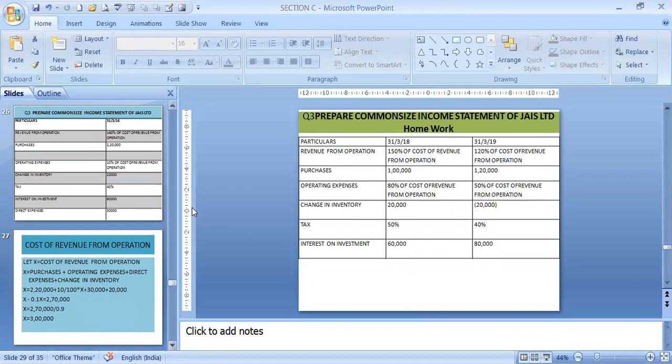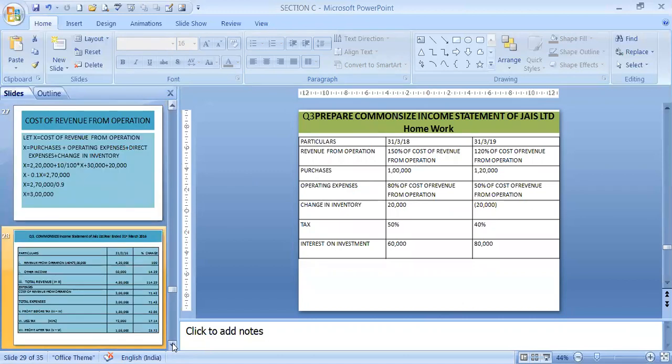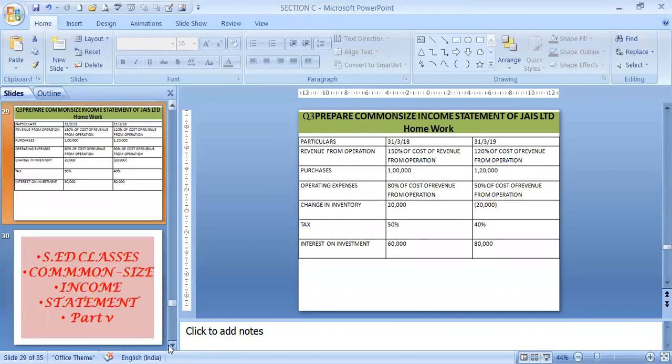So in this sum, we have made you understand how to prepare the common size income statement. So we have completed our income statements, both comparative and common size. Hope you all have understood, students, and any queries, please ask me. Thank you.